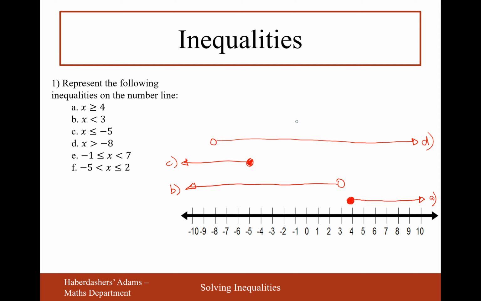Arrow E will be in between minus 1, coloured in, and 7, not coloured in. And it'll be a line connecting those two there. And then the last one will be minus 5 with the circle not coloured in, and 2 with the circle coloured in, and then a line connecting the two there. So that's answer E and that's answer F.